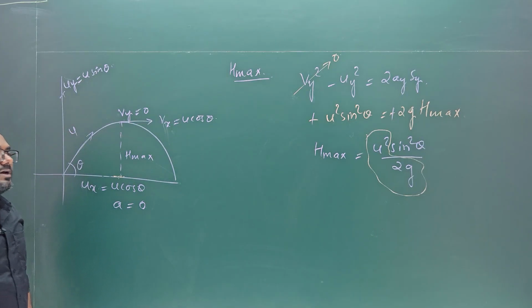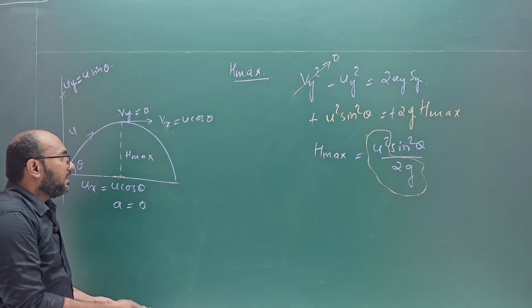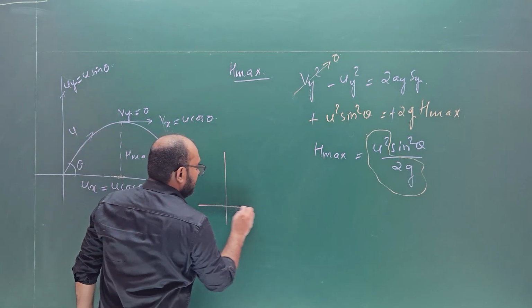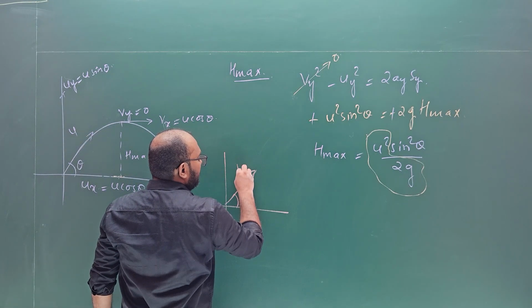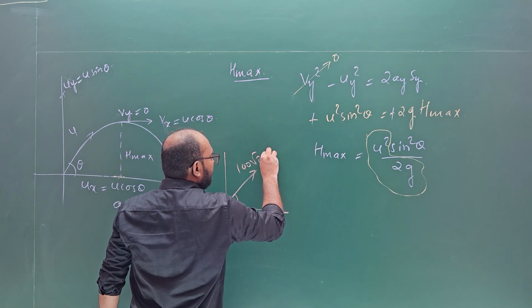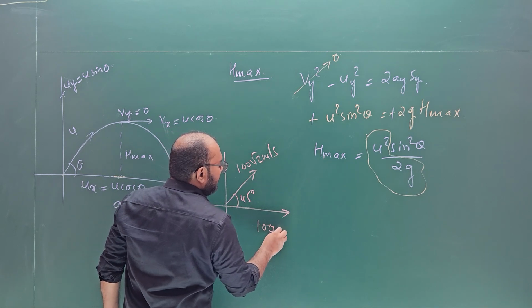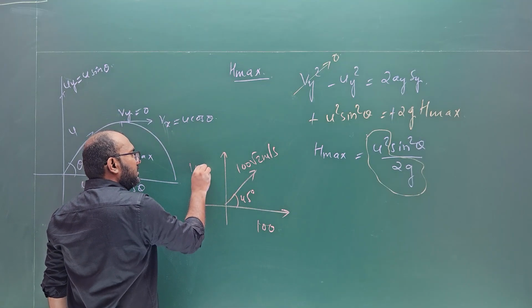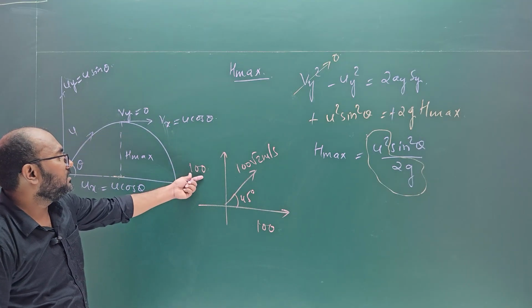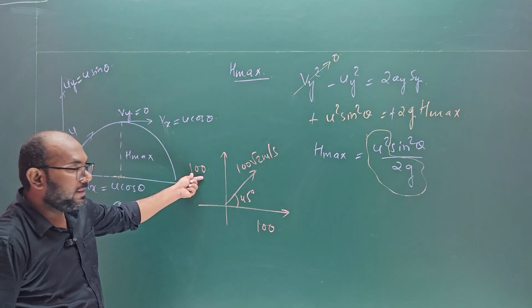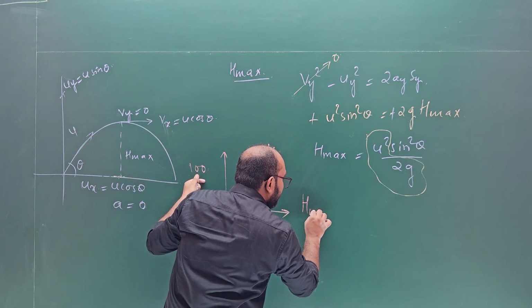Yes, height Hmax for vertical motion. Okay. Similarly, if I say again the question, if I throw an object with 100√2 meter per second with an angle 45 degree, then the velocity over here is 100 and the velocity over here is also 100. That means u sine theta is 100, u cos theta is also 100. So can I calculate the Hmax?